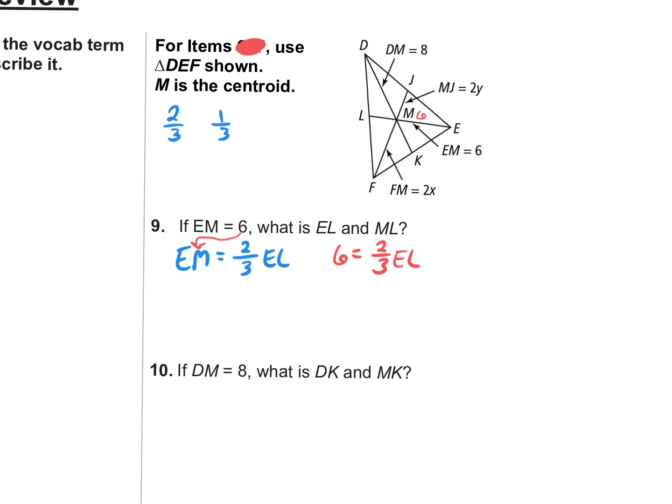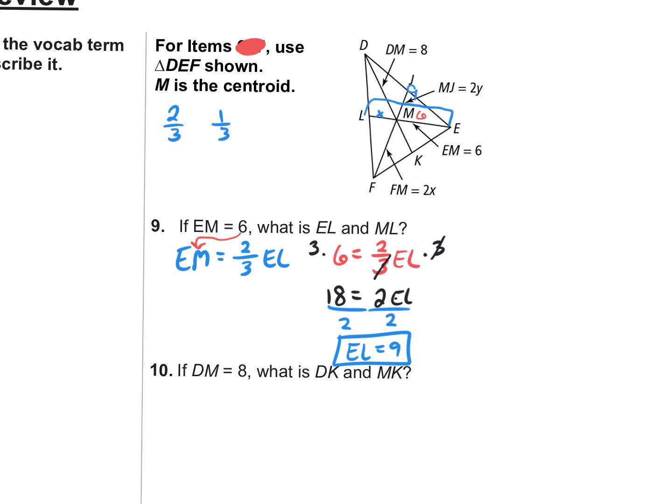How do I get rid of that fraction? Multiply by 3, the denominator. So we get 3 times 6 is 18. Remember, these 3's cancel each other out, so what's left? 2EL. What's my last step there? Divide by 2. We get EL equals 9. So we found the whole thing is 9.